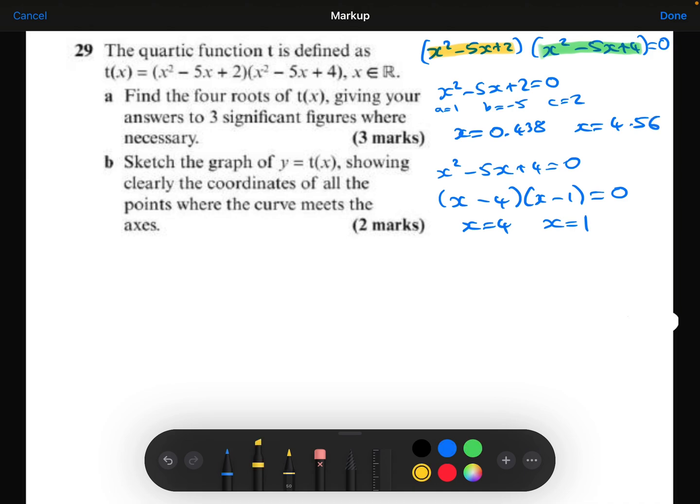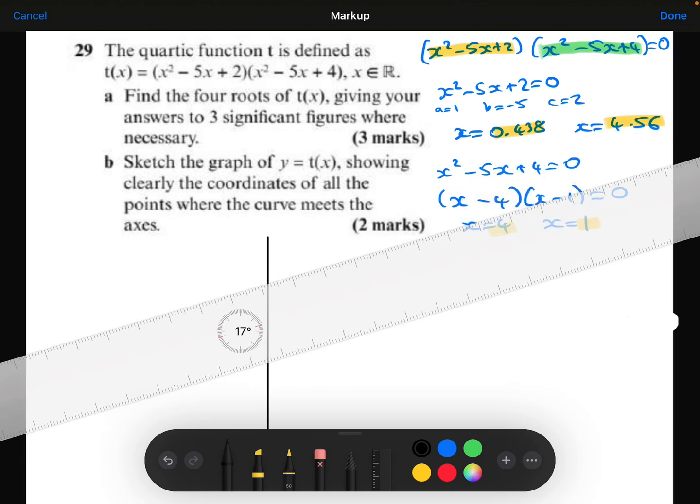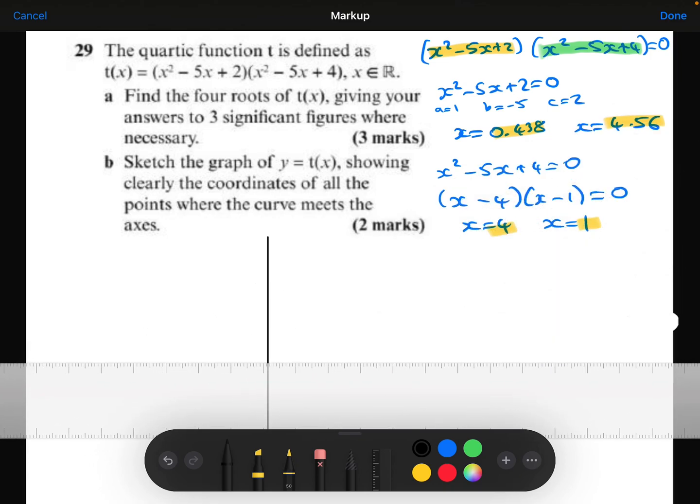So these are my 4 roots of t of x. Part B, sketch the graph of t of x. So let's draw a set of axes. There's our y-axis, here's our x-axis.